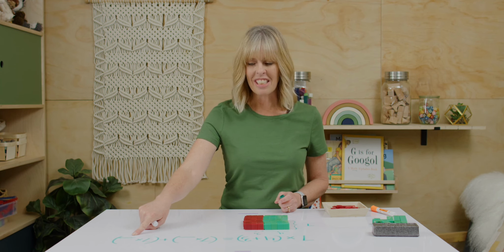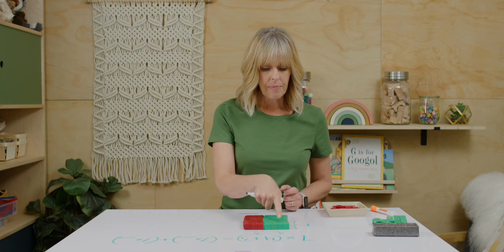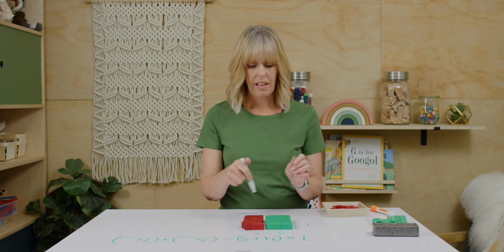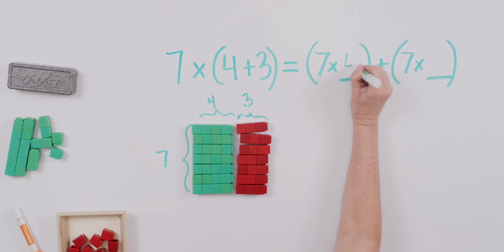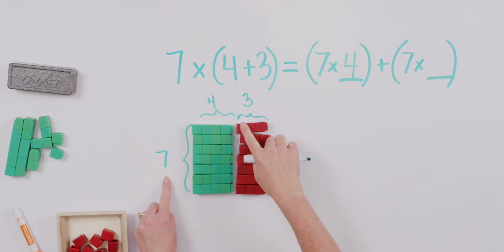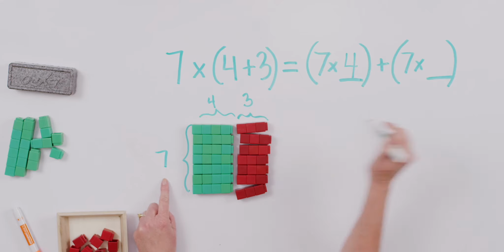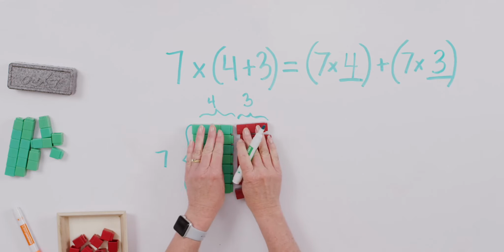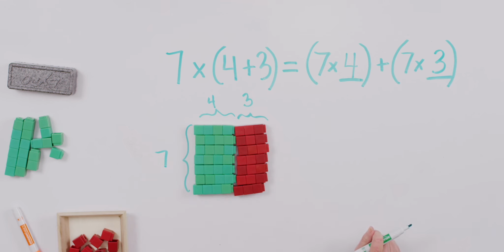I bet you figured it out. I bet you saw 7 times 4 is going to give us all of these, and then 7 times 3 is going to give us all of those. And we will just need to add them together. You see how that works?